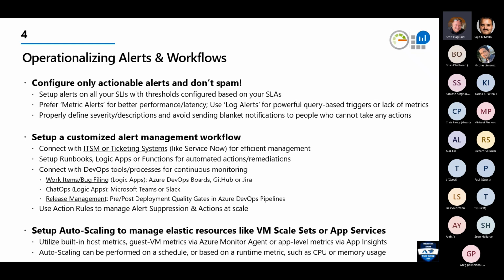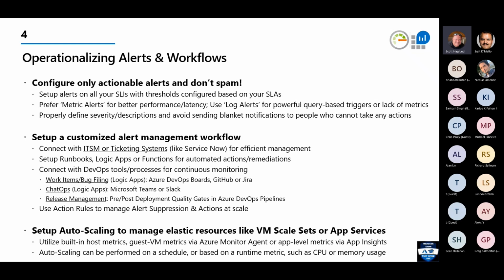Properly define those severity descriptions and avoid sending blanket notifications to people that cannot take an action or don't care that they're receiving those, or have moved into another function but you're still sending them emails and SMS messages. Set up those multi-resource metric alerts so that they can grow flexibly with your resources. Put a strategy in place that is scalable over time.